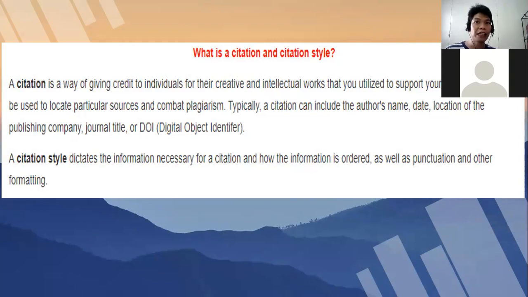In writing a research, as I've always mentioned, you need the works of other authors or experts in order to validate your study. Thus, you need to properly credit them, because that's their intellectual property that you are using in your research. So citation is very important. But citation has many styles. Citation style dictates the information necessary for a citation and how the information is ordered, as well as punctuation and other formatting. A citation style refers to the technicalities in writing. So what are the important details that you need to consider or include in writing such?